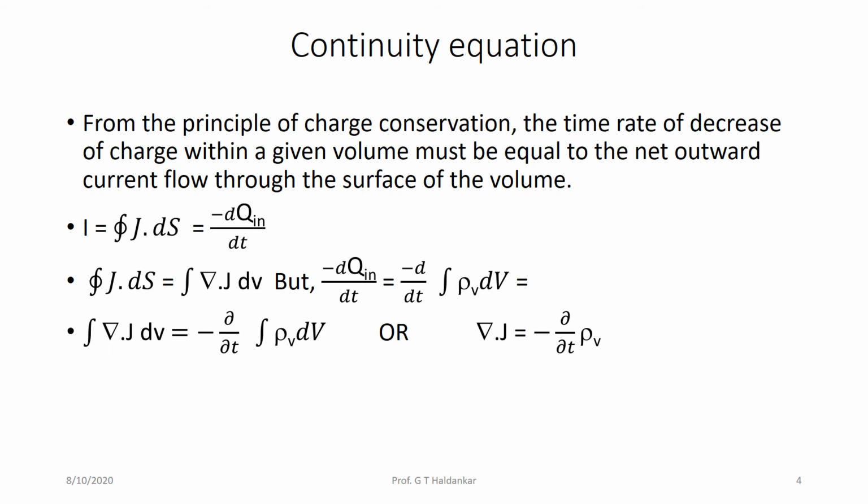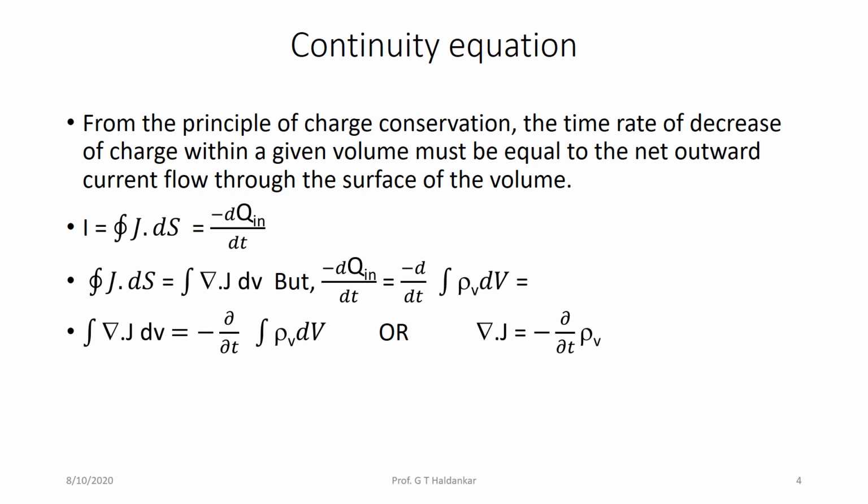Now here rho v, as you have already seen, can be a function of space also, but here we consider only its variation with respect to time. Hence the partial derivative is written in terms of time. So partial d by partial dt of the integration of rho v dv, or you can write it as divergence of J is equal to minus partial derivative of rho v by partial derivative of t. This is called the continuity of current equation, or just the continuity equation.